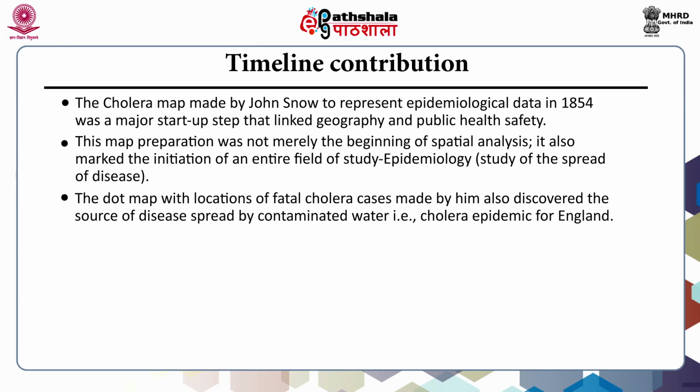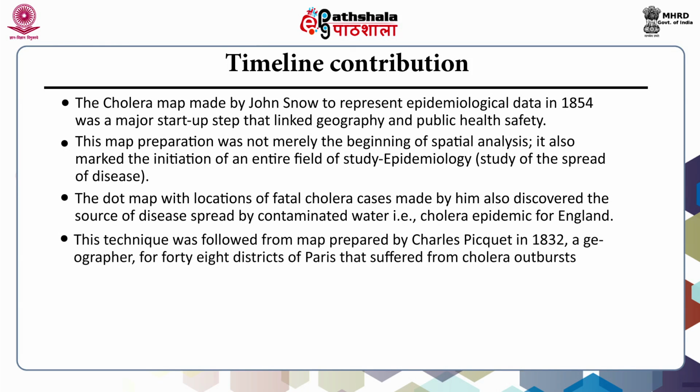So, the dot map with location of fatal cholera cases made by the scientist Dr. Snow also discovered the source of disease spread by contaminated water. As you all know, cholera spreads due to contaminated water. So, after locating all the water sources which were responsible for fatal cholera cases in the city, he discovered the source of disease spread and thus was able to control the epidemic within time. This technique was followed from map preparation by Charles Picquet in 1832, a geographer, for 48 districts of Paris that suffered from cholera outbursts.